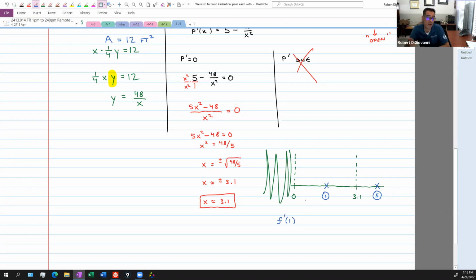Because the derivative tells you where your function's going up or down. Positive derivative, going up; negative derivative, going down.